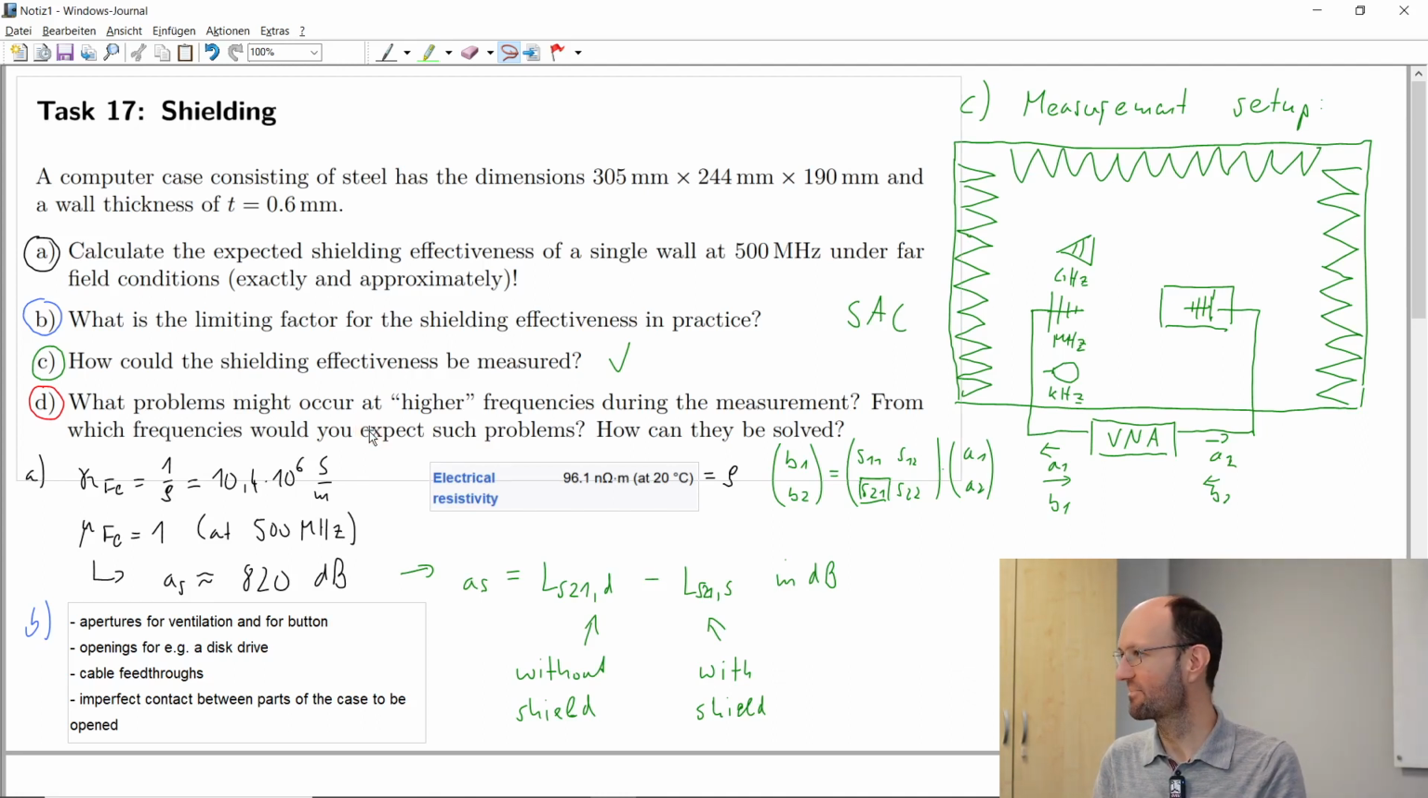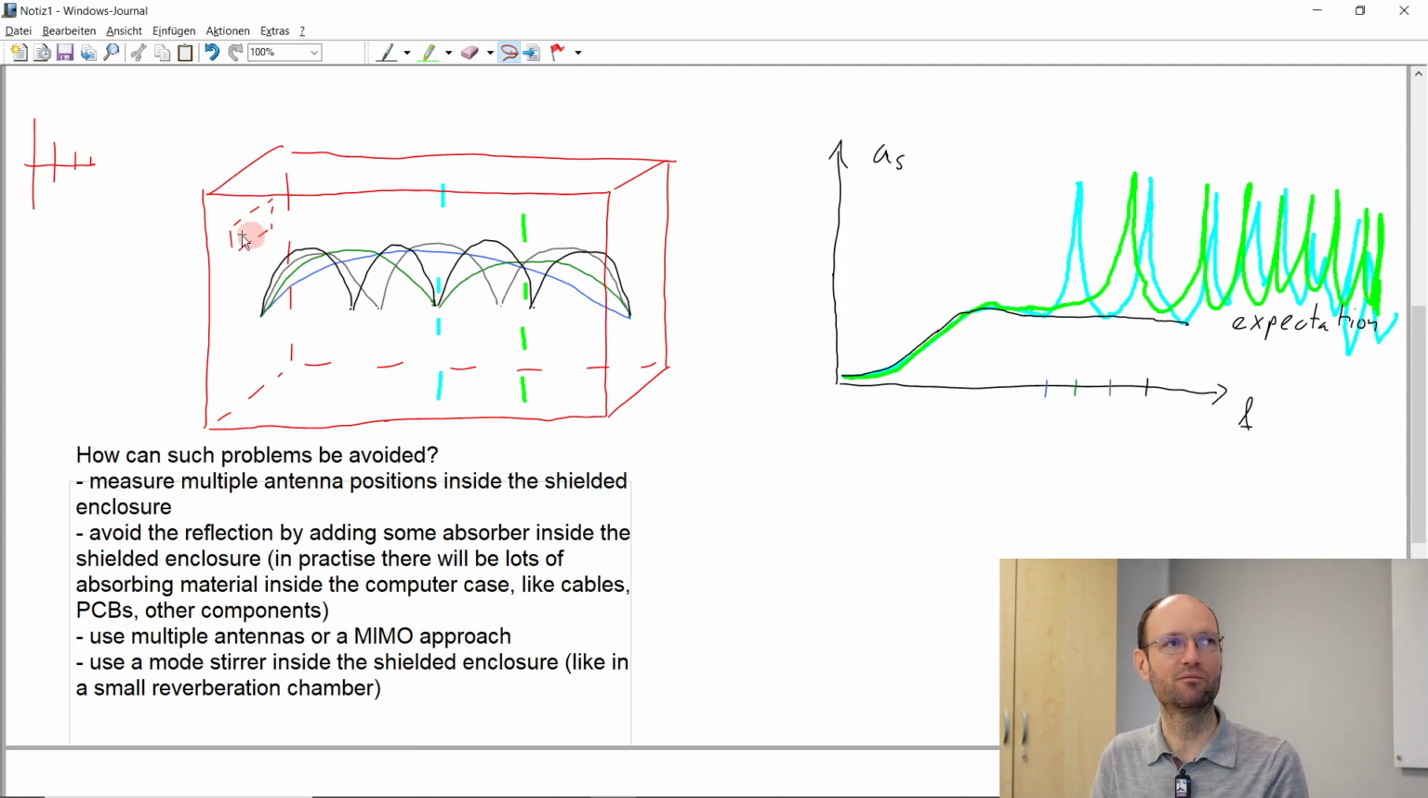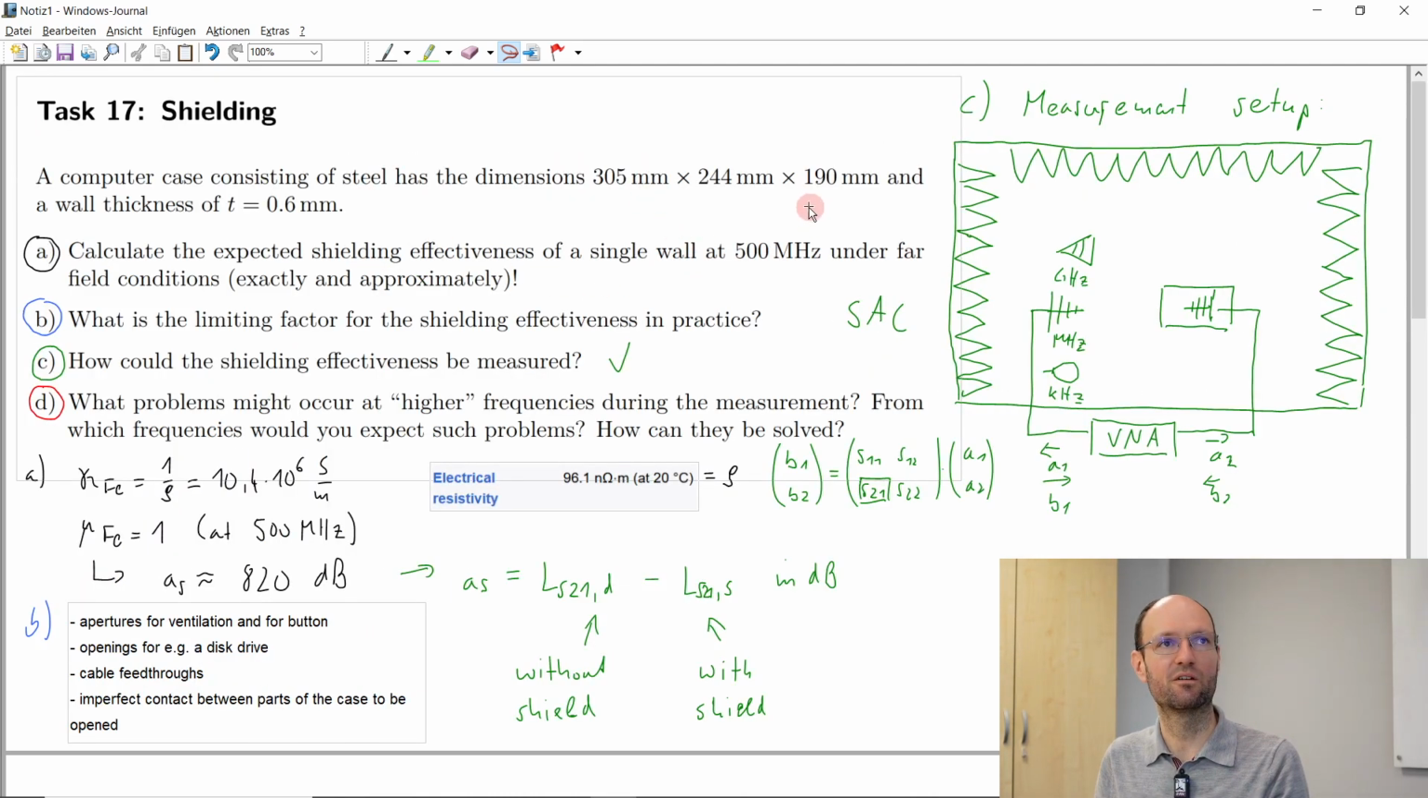But for discussion, should we suppose a dimension for this aperture? It's more about the dimensions of the case, because of course the aperture will be the cause for the coupling from the outside to the inside, but it could also be a cable, some other kind of feed-through, or a ventilation hole. But this standing wave pattern on the inside just depends on the dimensions of the enclosure. And so these dimensions are given here.